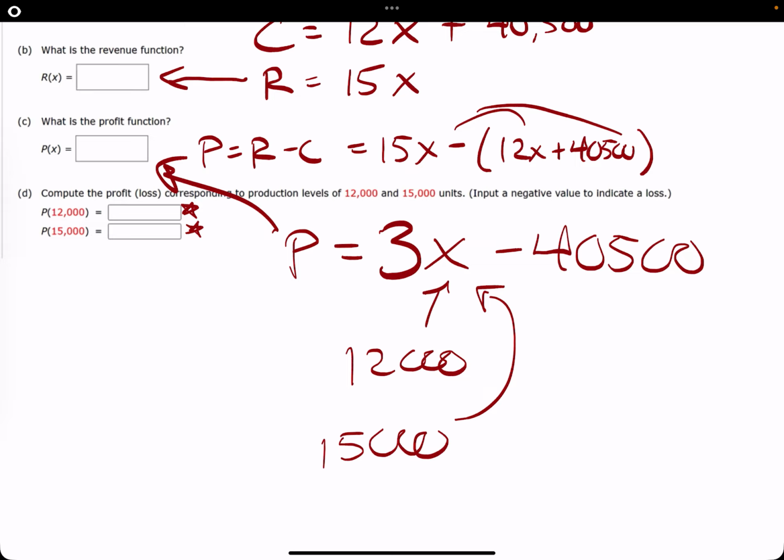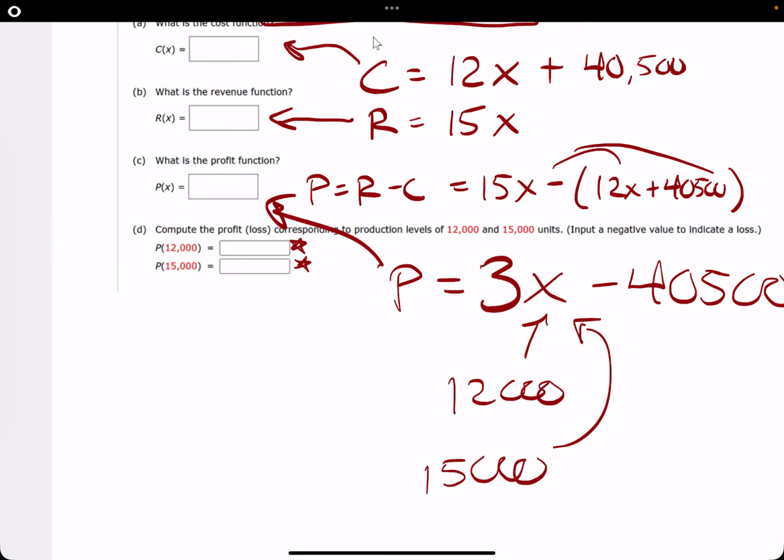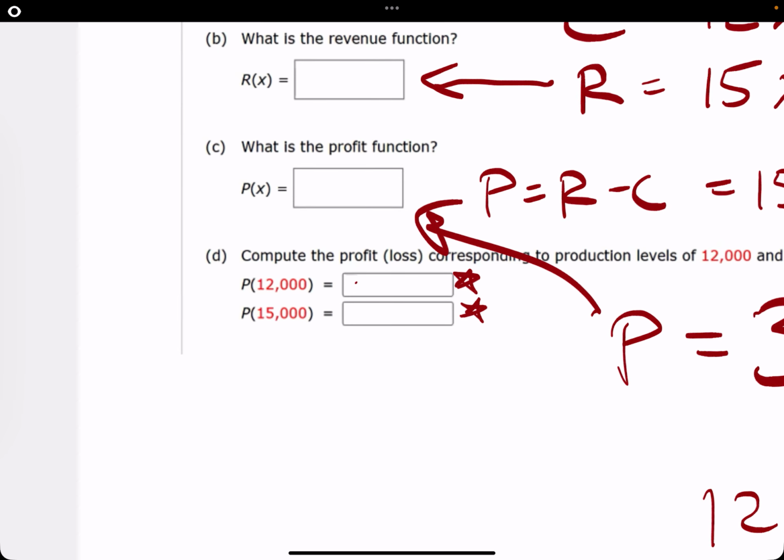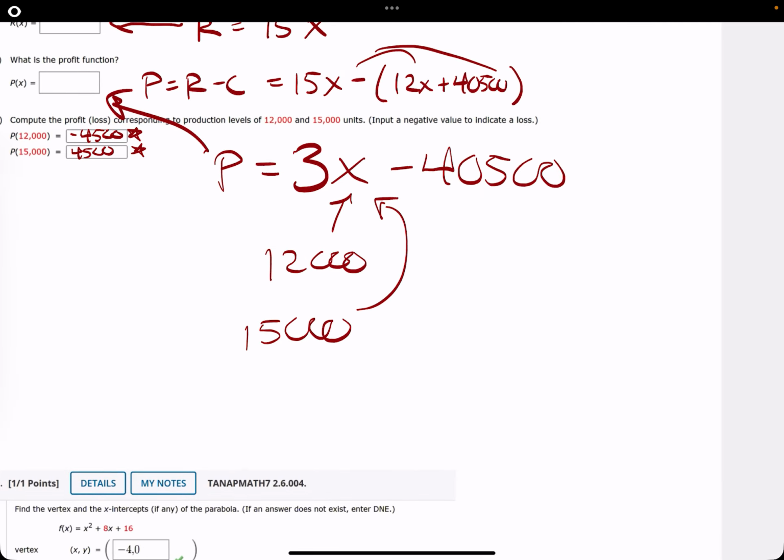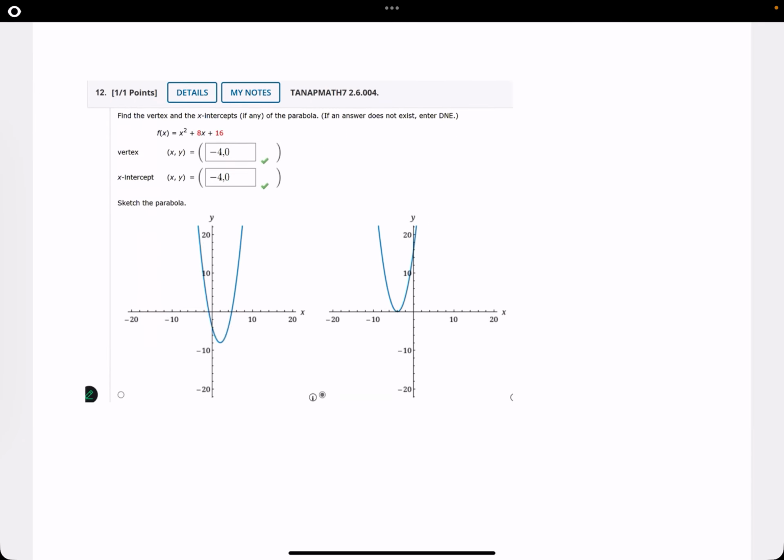If I remember, I think it was like negative 4,500 and positive 4,500 or something. And I'm just going to take a guess at that. I don't feel like calculating it. All right, I think that was it. All right, so that was number 11. Let's keep it going. We're almost done.